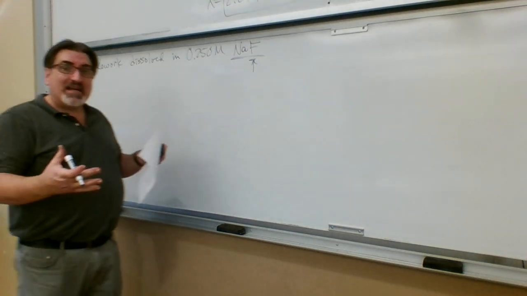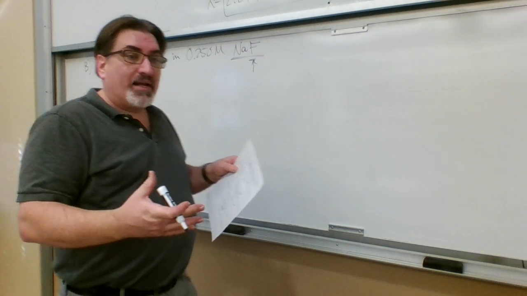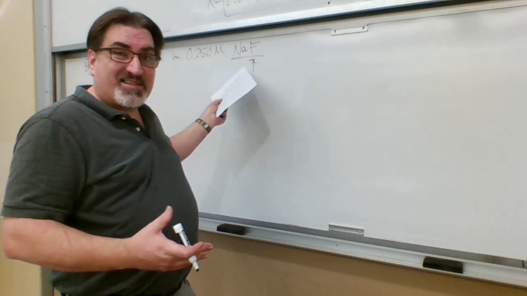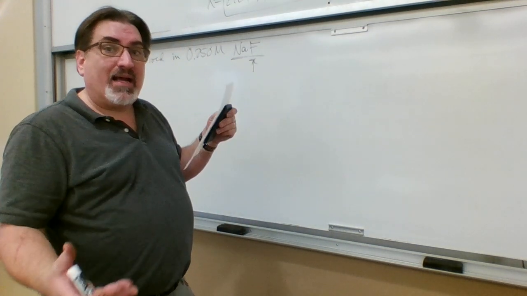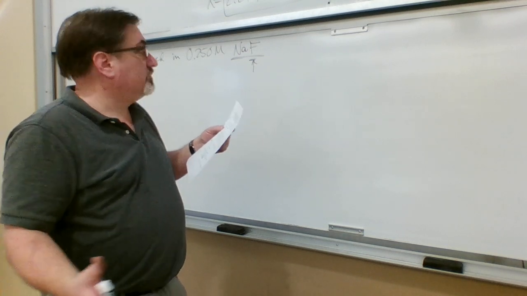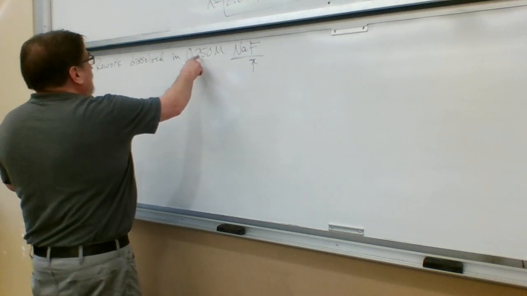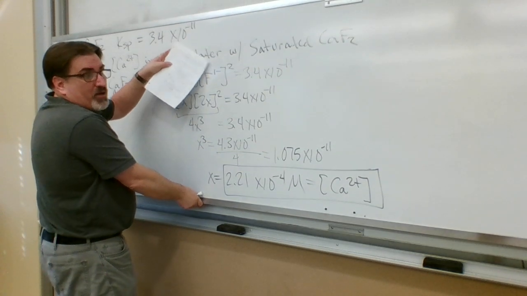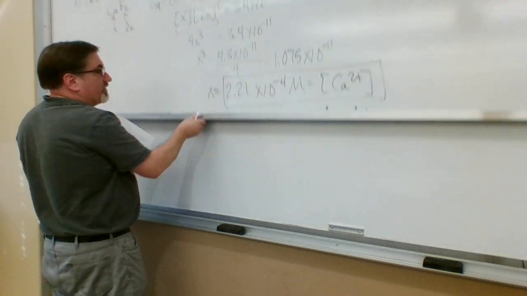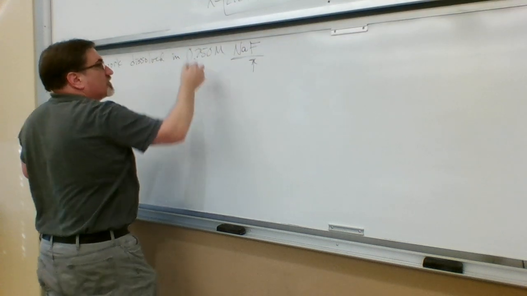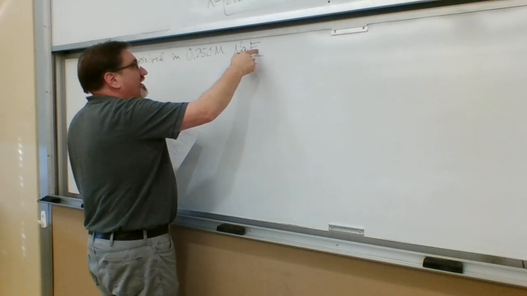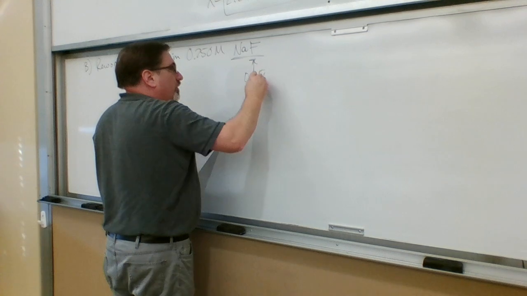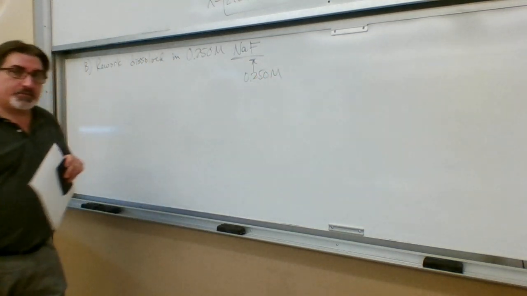Now from our ice table when we set it up, we ended up with a concentration and an X term along with it, and we dropped the X. We're always going to do that. If we compare this molarity with this KSP from our original problem, big difference between those two. So the concentration of fluoride ion in our solution is just 0.25 molar.